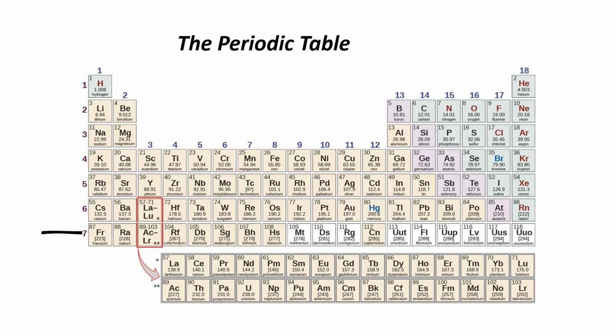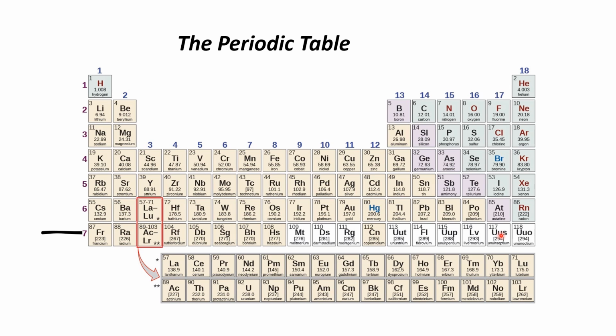For example, the first column of the periodic table is called the alkali metals. The second column is called the alkaline earth metals. The center section are called transition metals. Moving to the last column, these are the famous noble gases. The second to the last column is called halogens.